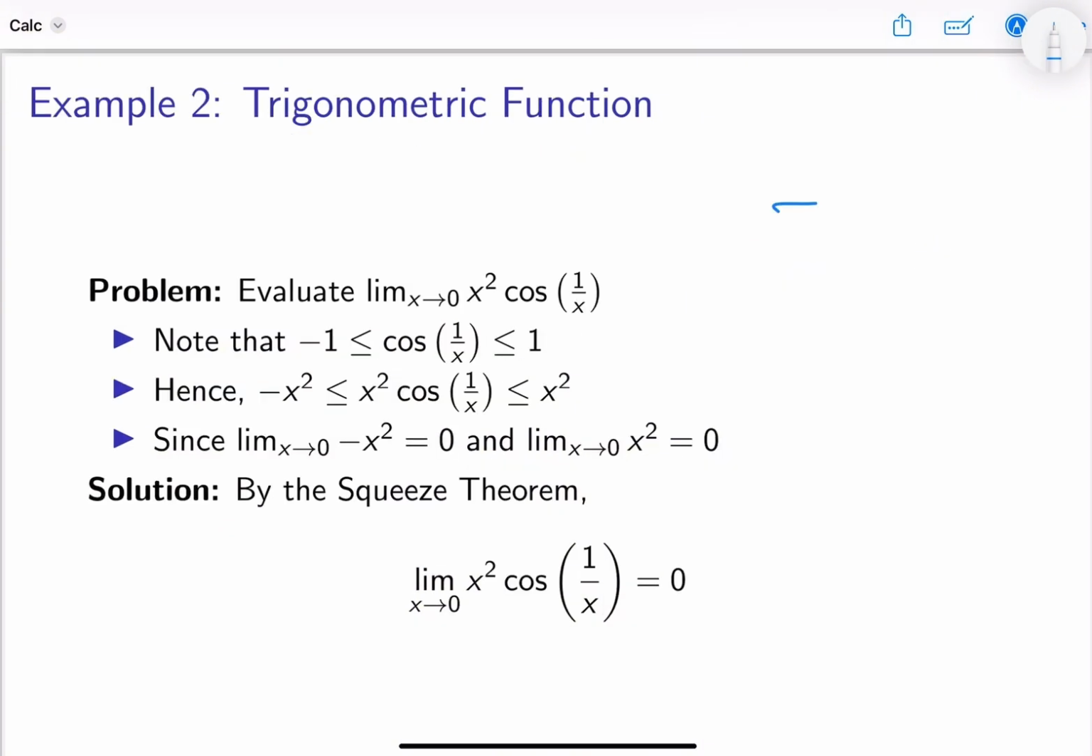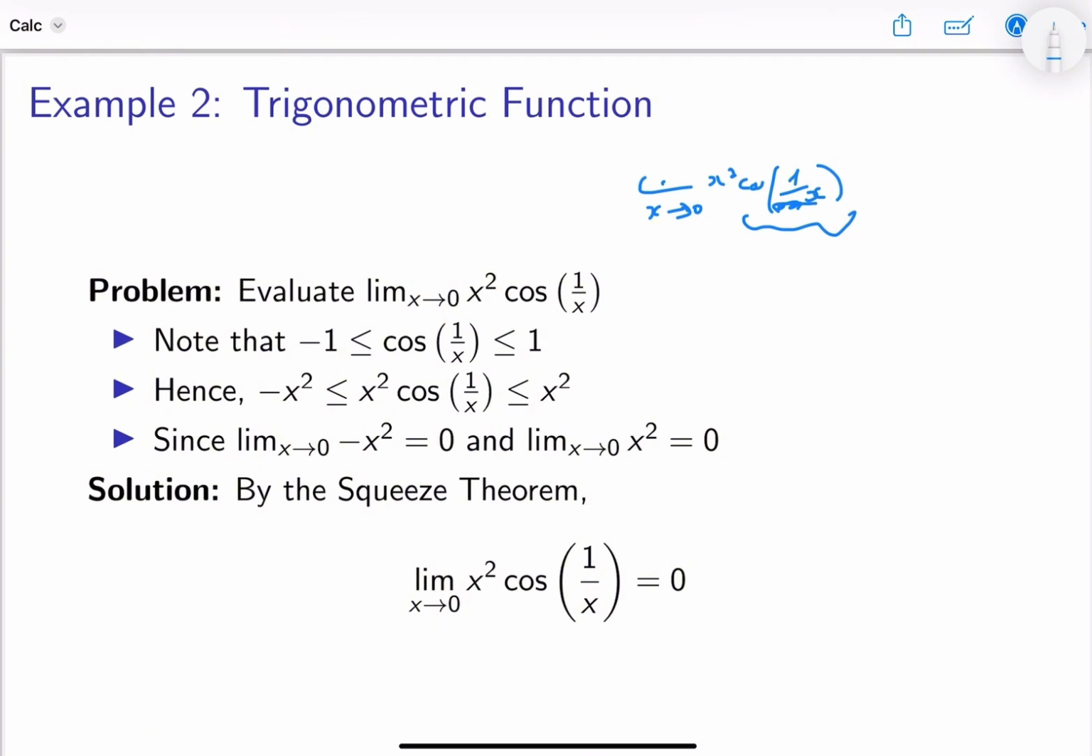Alright, so let us take two examples on the application of squeeze theorem. The first one we're going to try is this: we want the limit of x squared cosine of 1 over x. The issue here is that the limit of cosine as x goes to infinity is not defined. If you evaluate at x equals 0, this is going to be cosine of 1 over 0, which is cosine of infinity.